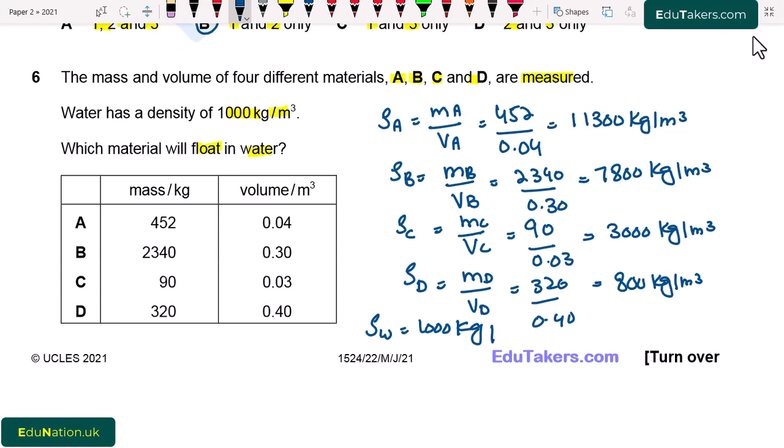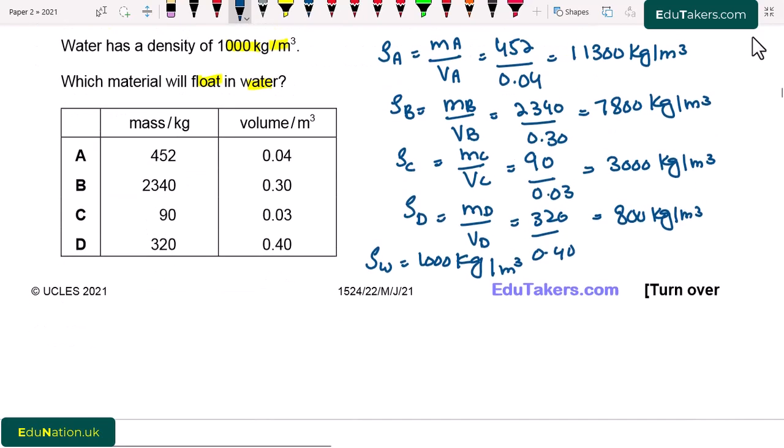kilogram per meter cube. Now we see that material D has smaller density as compared to density of water. So the material D will float in the water. If the density of the object is smaller than the density of the water, then it will float. So from here, option D is correct.